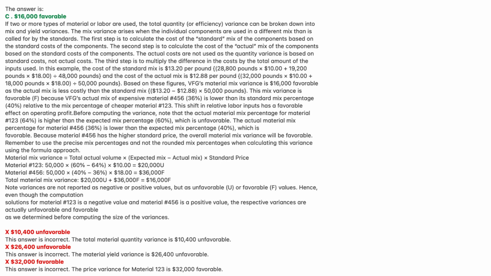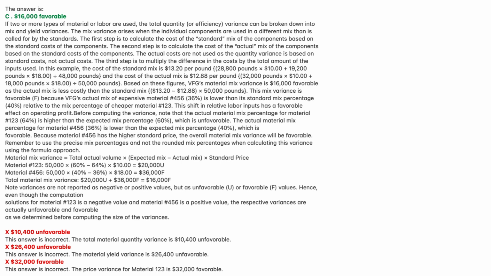In this example, the cost of the standard mix is $13.20 per pound, 28,800 pounds times $10 plus 19,200 pounds times $18, divided by 48,000 pounds, and the cost of the actual mix is $12.88 per pound, 32,000 pounds times $10 plus 18,000 pounds times $18, divided by 50,000 pounds. Based on these figures, VFG's material mix variance is $16,000 favorable as the actual mix is less costly than the standard mix, $13.20 to $12.88, times 50,000 pounds.